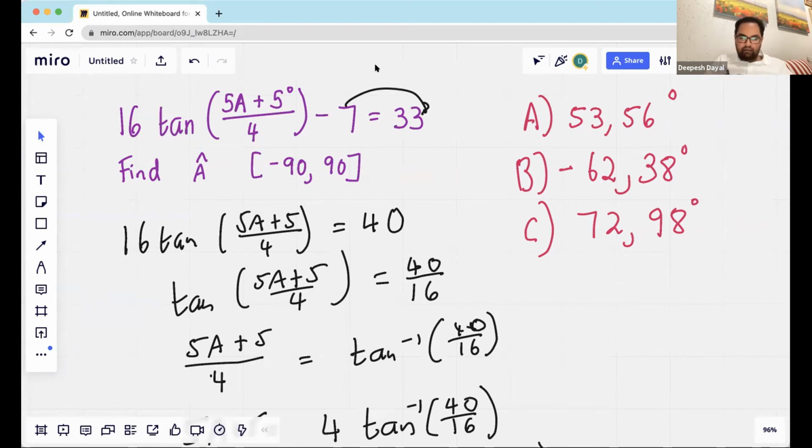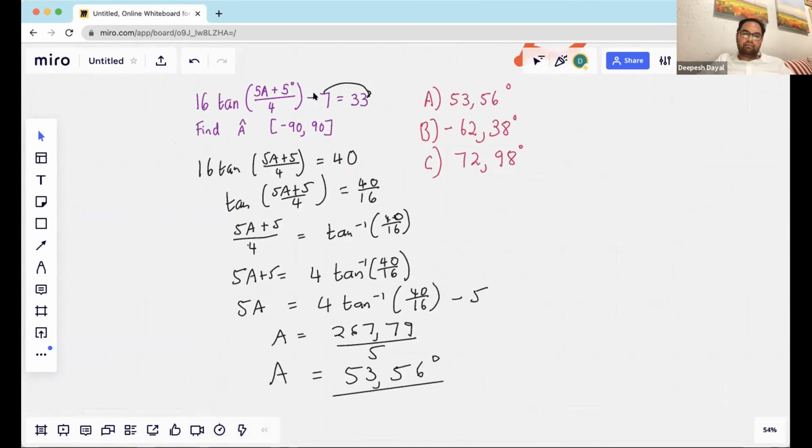I'm going to calculate that now. 4 shift 10 of 40 over 16 minus 5, which is 267.79. Divided by 5, which is 53.56. And there we go. That is the solution.